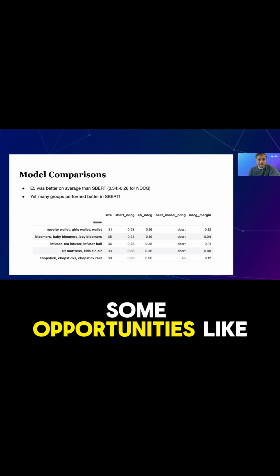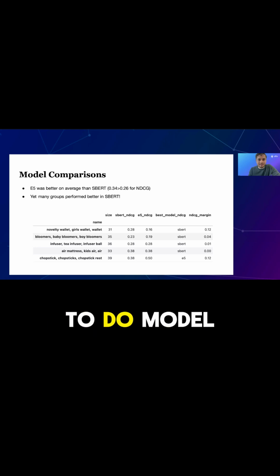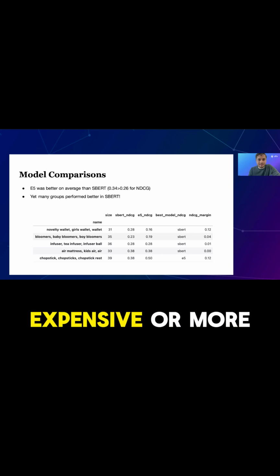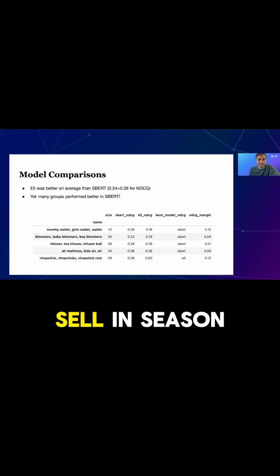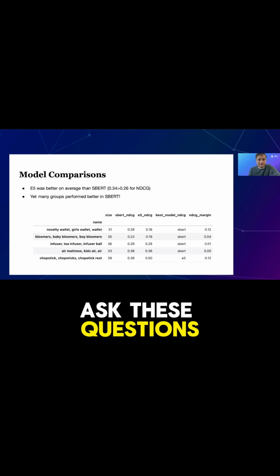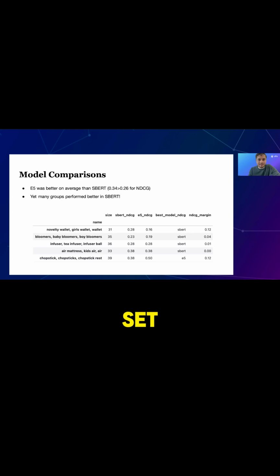And this opens some opportunities. Do you want to do model routing? Do you care more about these groups that perform better in expert? Maybe they're more expensive or more popular products. Maybe they're products that are important to sell in season right now. By surfacing the groups of queries, you're able to take action and ask these questions about what's important to you in the data set.